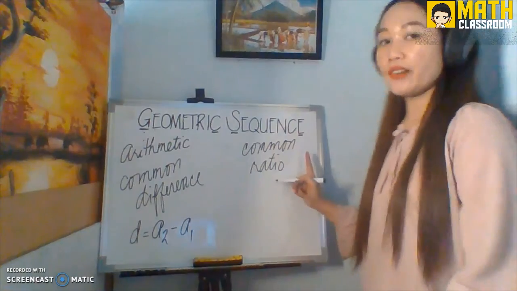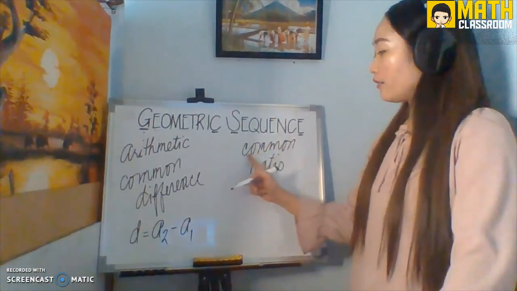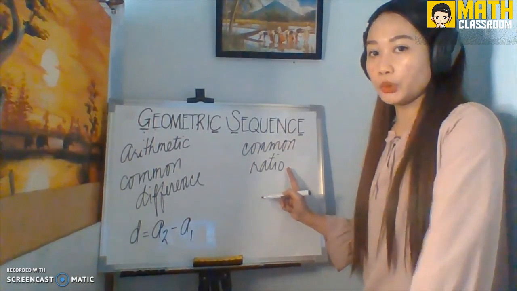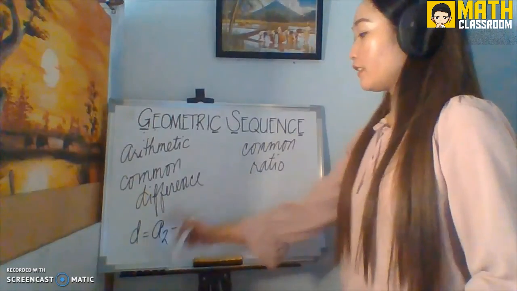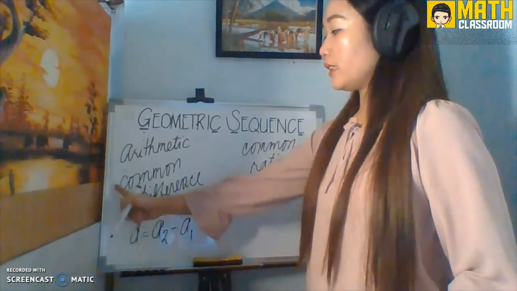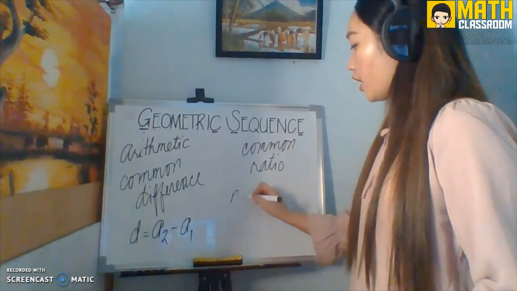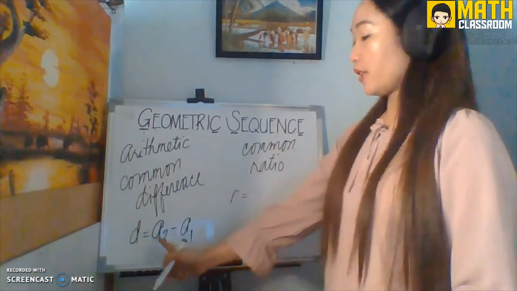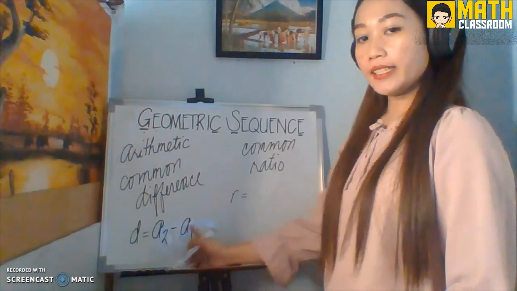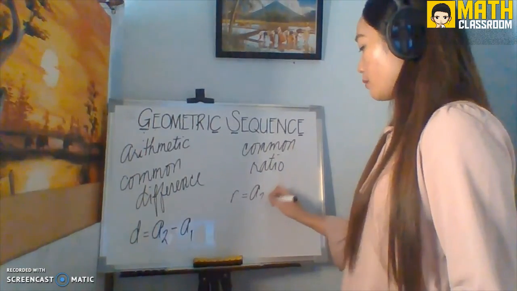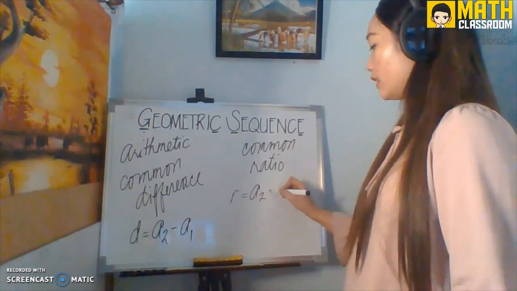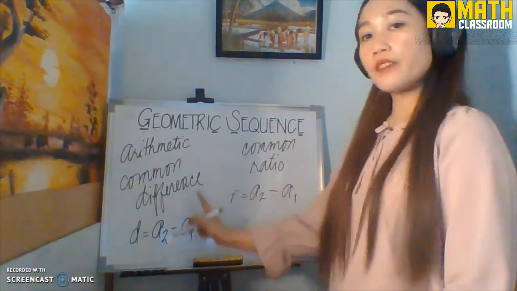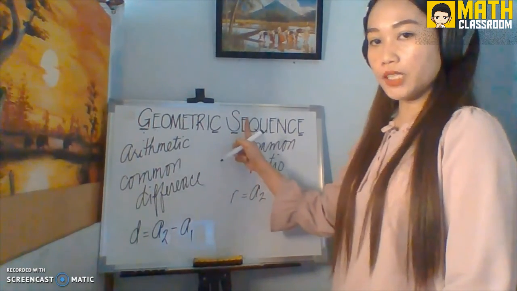Now, if we compare it to geometric sequence, we have the common ratio, which, again, means getting the quotient of two terms. If d denotes the common difference, small letter r denotes common ratio. If we use the second term and the first term, a sub 2, since this is common ratio, we divide a sub 2 by a sub 1. That is one obvious difference between arithmetic and geometric sequence.